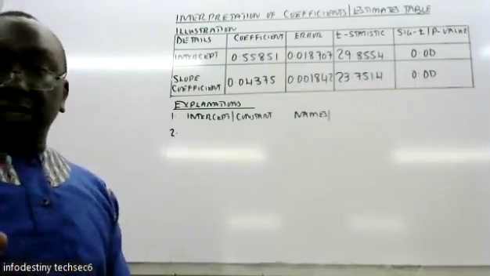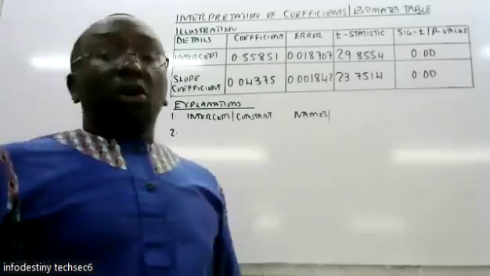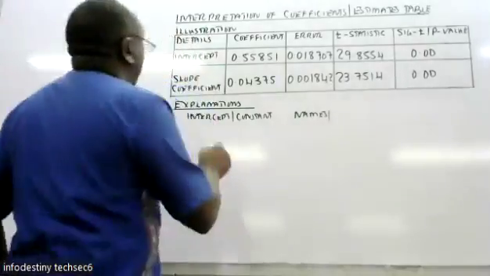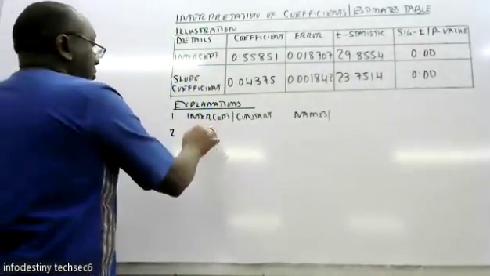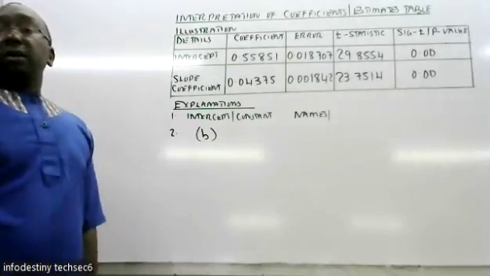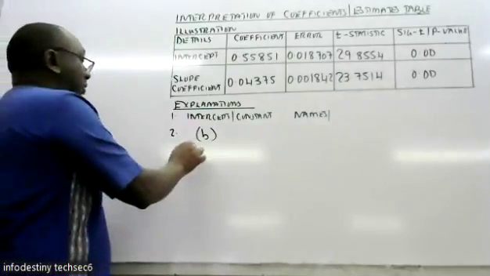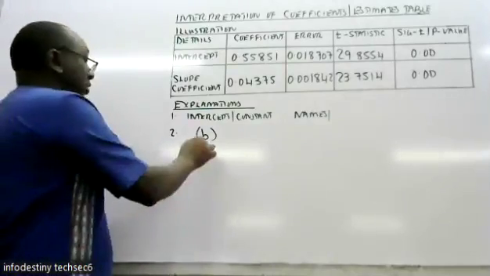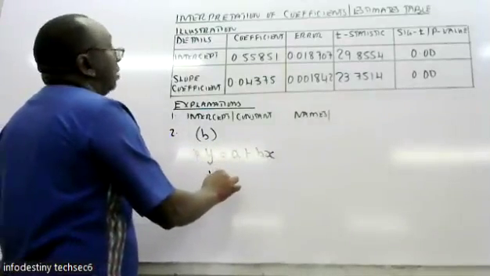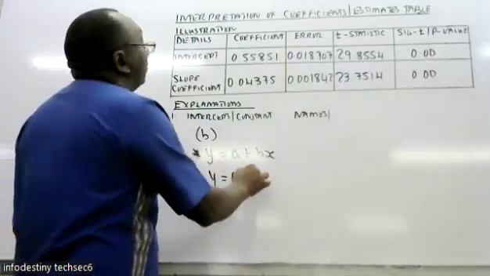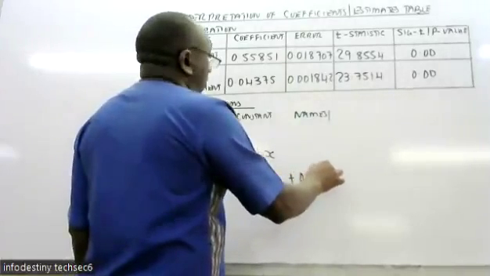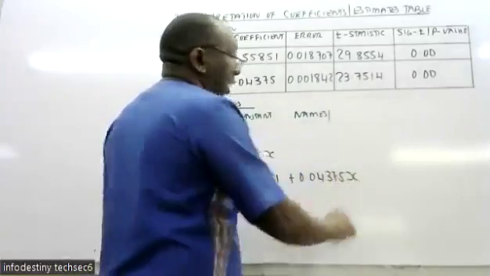The other point that I wanted you to add there is that all these values are together known as slopes, brackets B. So at that point, you can now write the equation. The equation is y equals a plus bx. So y will be equal to 0.55851 plus 0.04375 x.